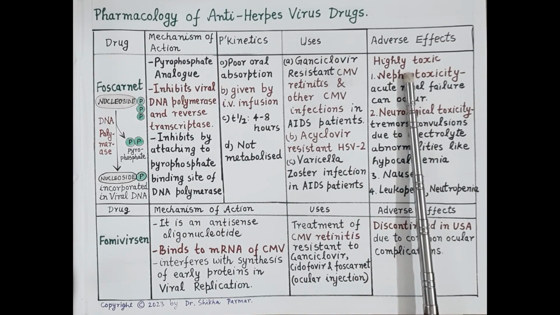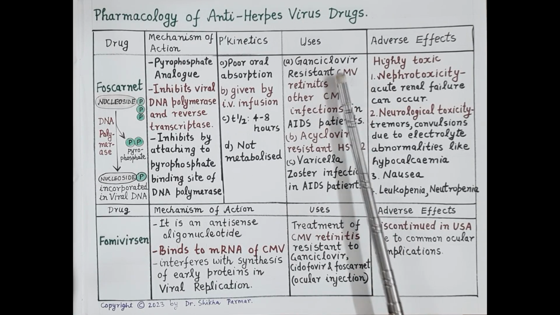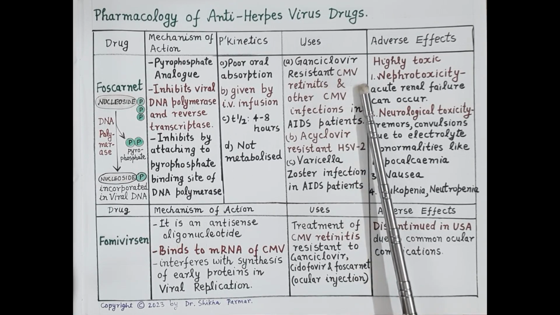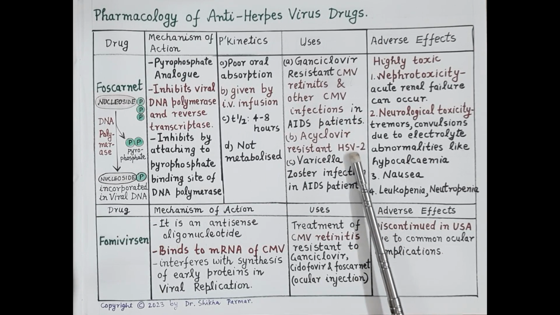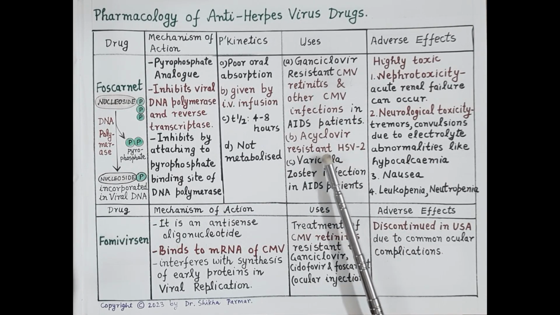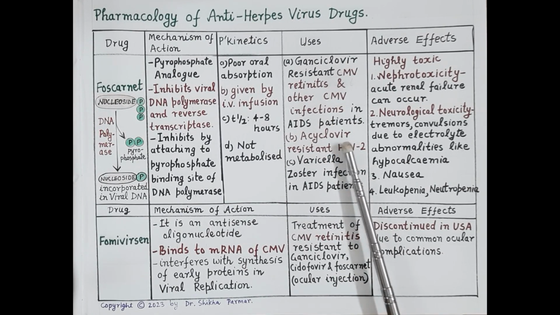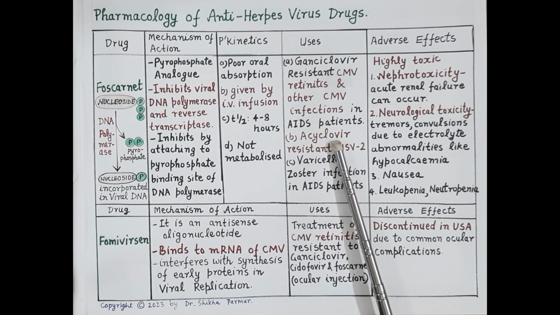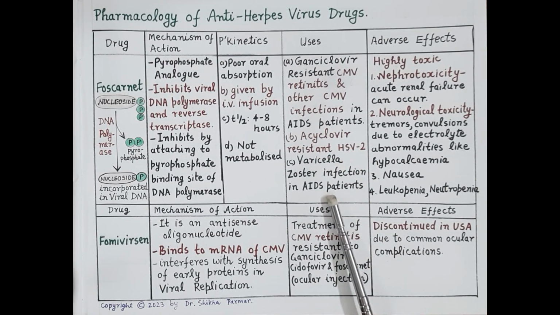is highly toxic. So, Foscarnet is used in the treatment of Ganciclovir resistant cytomegalovirus retinitis and other cytomegalovirus infections in the AIDS patients. It is also used in the treatment of Acyclovir resistant herpes simplex virus 2. That is, it is also used in the treatment of Acyclovir resistant genital herpes. Then it is also used in the treatment of varicella zoster infection in the AIDS patients.